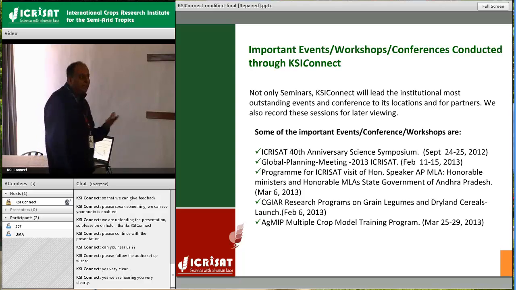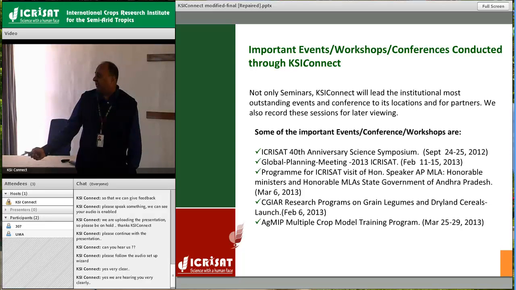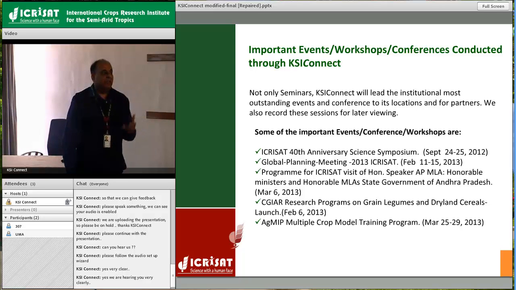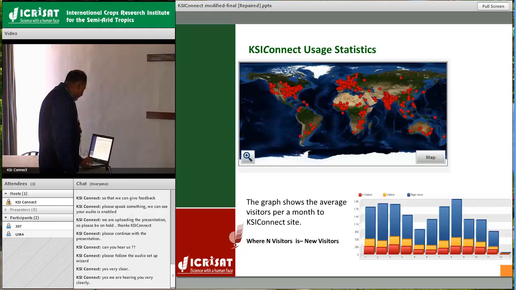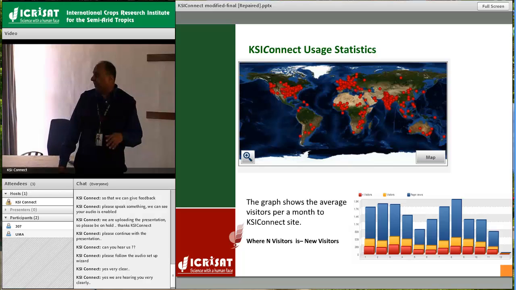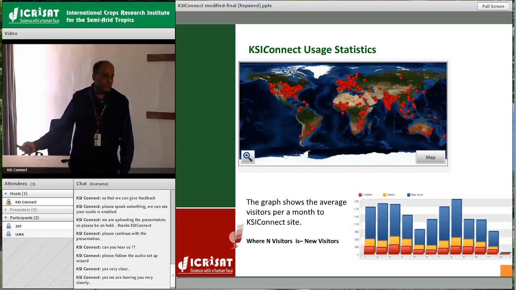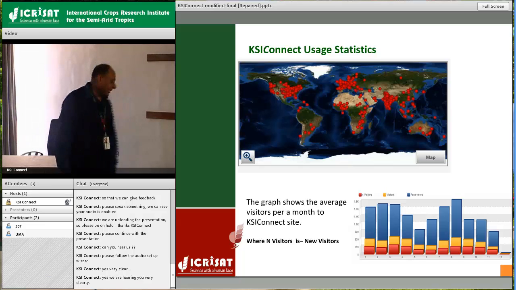This is a description of a very important event we have captured. Most of our institutional, much larger events are all captured on KSIConnect. And this is a distribution of where people are accessing the site from. It's a fairly good distribution, and we are so happy to note that even from remote places in Africa and other places, people are accessing the website and becoming participants.